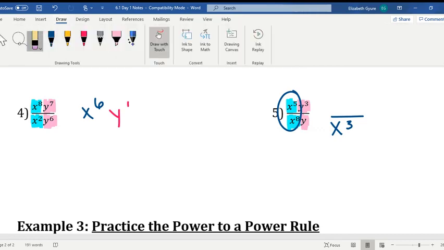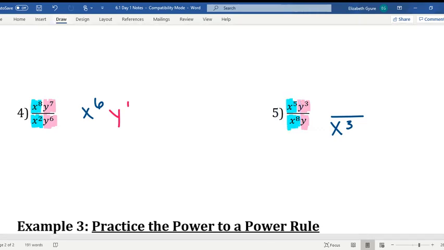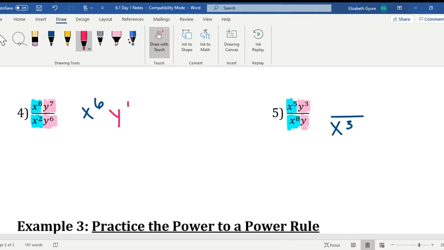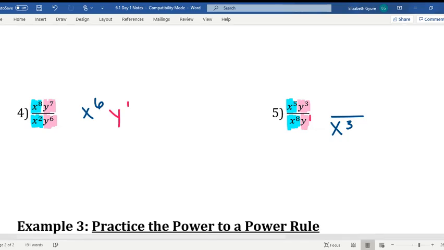Now let's take a look at your y's. Do I have more y's on the top or the bottom? The top. So where do I want all my leftover y's to go? The top. And remember, this is technically a 1 here. So what's 3 minus 1? 2. So I should have a y to the second on the top. My x's, I had more on the bottom, so my x's are on the bottom. My y's, I had more on the top, so my y's are on the top.